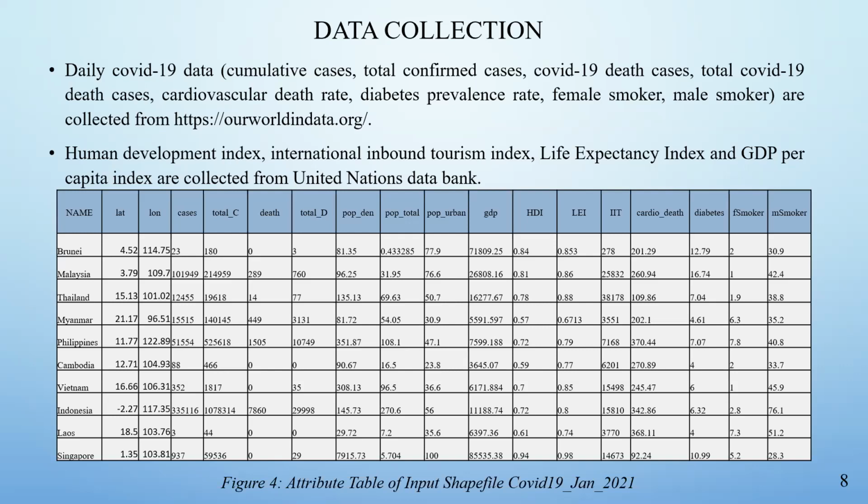Human Development Index, International Inbound Tourism Index, Life Expectancy Index, and the GDP per capita index are collected from the United Nations Data Bank. So here is the attribute table of my input shapefile. And then, as you can see, the data are in different ranges. So the next step is how we pre-process the data before performing the analysis.